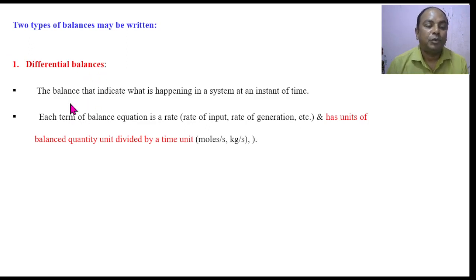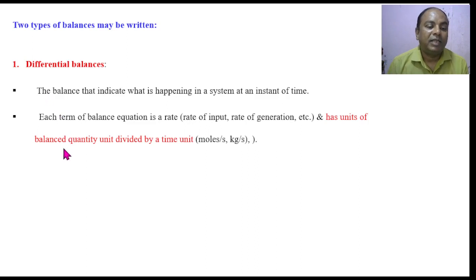Again, differential balance is used to measure what is happening in a system at an instant of time, and at the end we get a balanced quantity. So the balanced quantity unit is, suppose we are finding the mass of a certain substance that is entering and the mass of the substance that is coming out of the system.